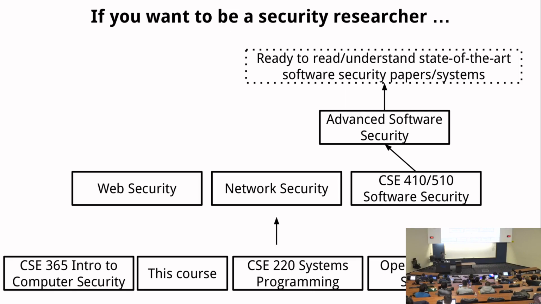Then after taking this course or 365, if you want to do security, you can take some focused security courses. For example, the software security course I offer here. Also, we have a network security course. We used to have a web security course as well. Those are very focused. In the web security course, we only talk about the web server, the browser, and different attacks there. Software security is just binary. Network security talks about how to do attacks and defense at each layer of the network system.